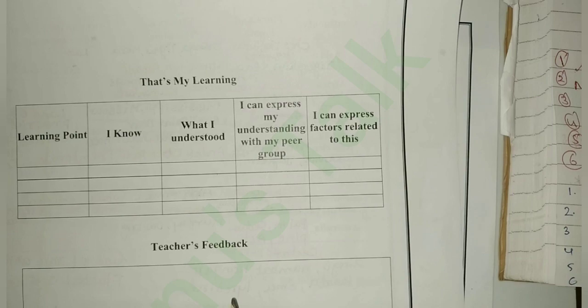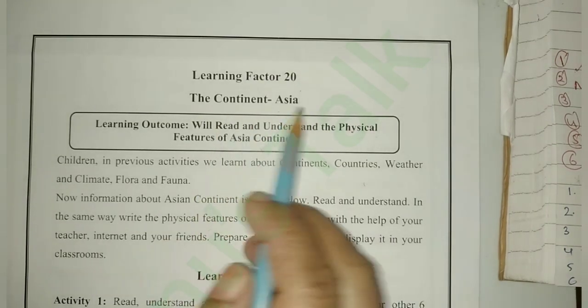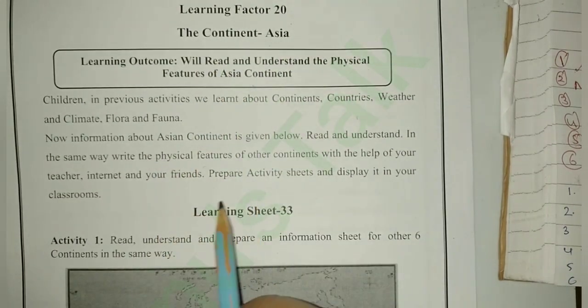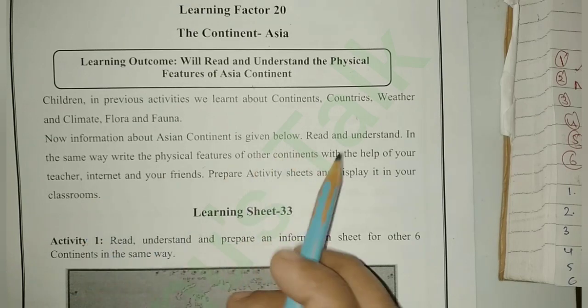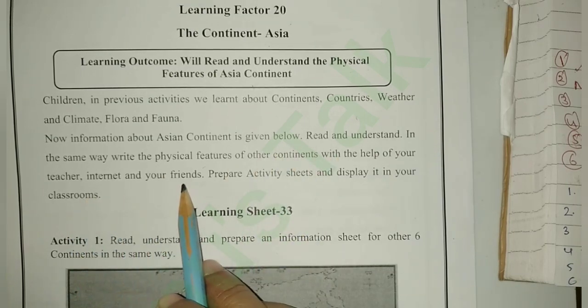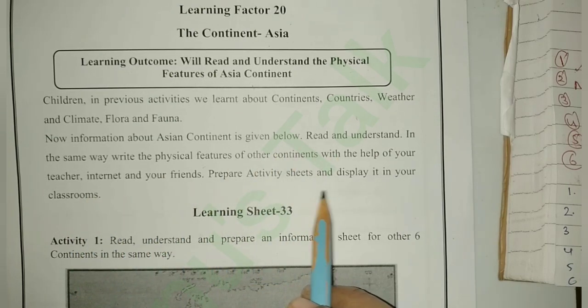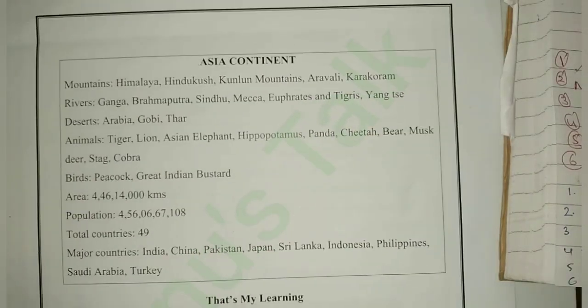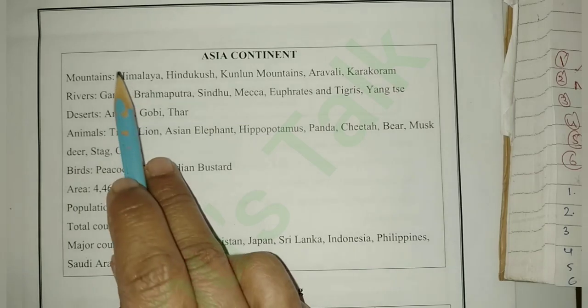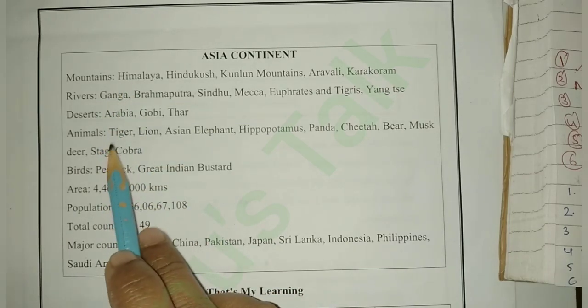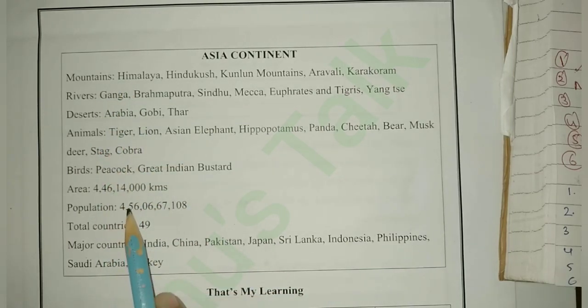That's my learning, and this is teacher's feedback. Learning factor 20, the continent Asia: with the help of your teacher, internet and your friends, you have to prepare an activity sheet and display it in your classroom. An example has been given to you, so you have to write like this: mountain, rivers, desert, animals, birds, area, population, total countries, major countries.